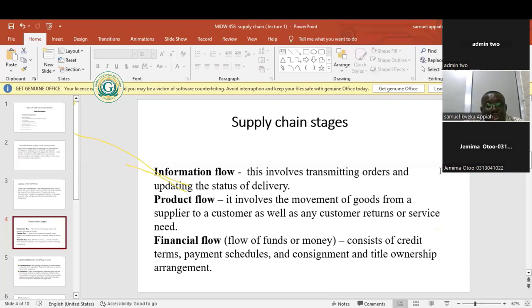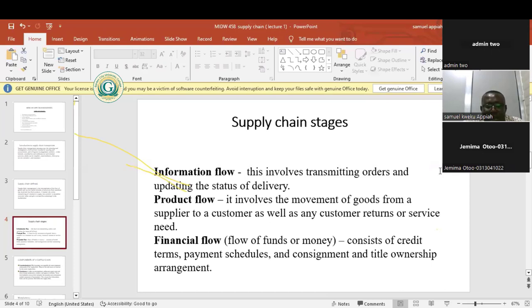The second is the product flow. It involves the movement of goods from the supplier to a customer, as well as any customer returns or service needs. In the topics that I talk about, I did not add returns, but we need to do returns, because when it comes to health commodities, how do we manage returns? How do we manage obsolete equipment or items that are deteriorated, expired goods? How do we handle them? We need to look at how returns are managed.